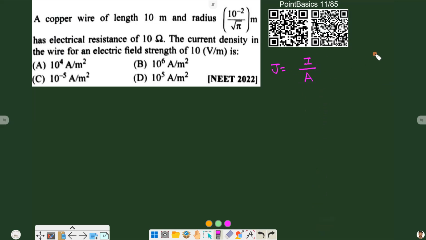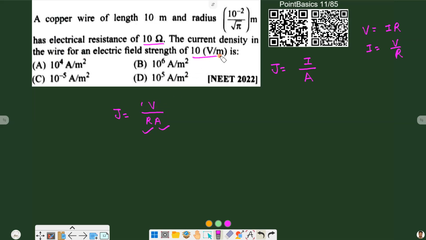Now using Ohm's law, we know that V is equal to IR, and from that I is equal to V by R. So J will become V by RA. Now here we have the value of resistance. So R is known, radius is known, which means area is also known, but potential is not known.